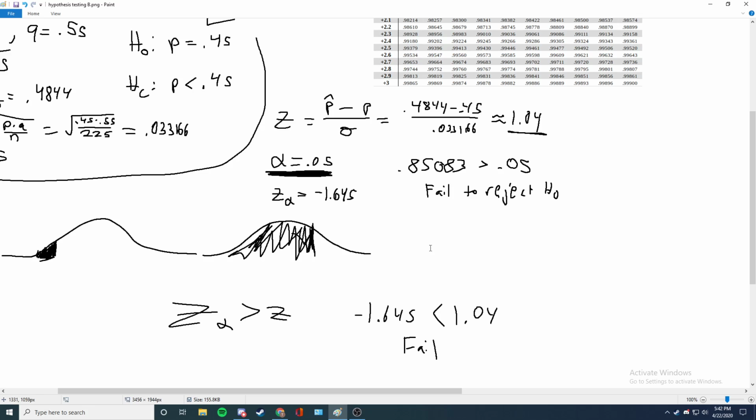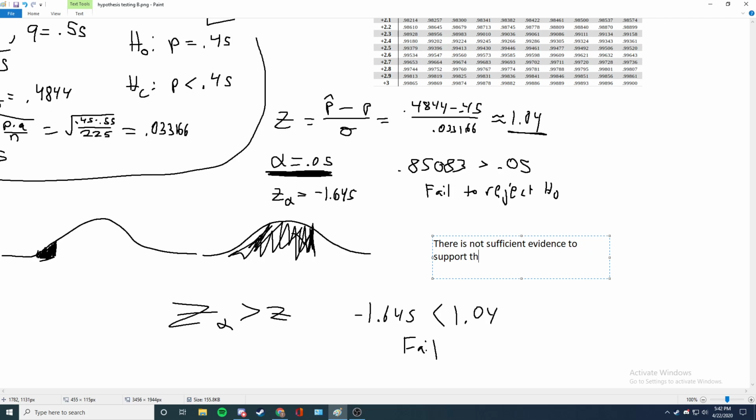Remember, now that we have the outcome, we want to write a statement in the context of the problem. So we'll say that there is not sufficient evidence to support the politician's claim. We can't say that the approval rating is below 45%.